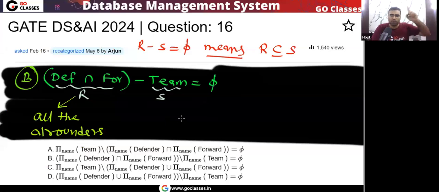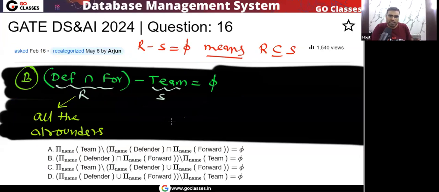You can think from the cricket point of view. These are the batsmen, these are the bowlers. What is their intersection? Their intersection is all rounders. Now from the all rounders, you remove the team, you are getting phi. R minus S is phi. That means R is a subset of S, means every all rounder has been chosen in the team.